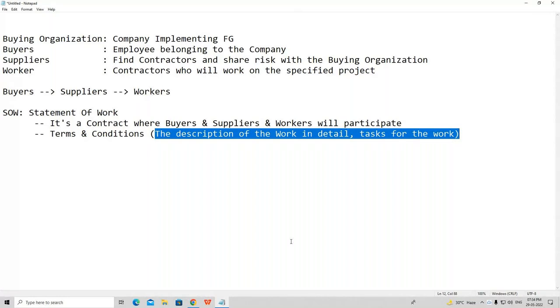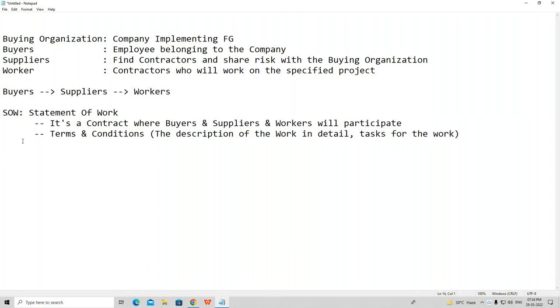So that means whatever work or task is required to be performed by the worker will be contained in the SOW. Why? Because the operational control of the worker lies with the supplier. That is why I said to all of you, yesterday's session was very short, sweet and simple. But in reality, it is not that simple. A lot of things will come into the picture over here. So keep this in your mind.